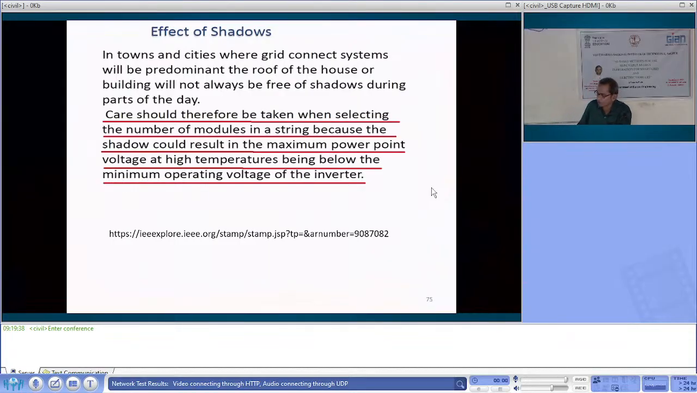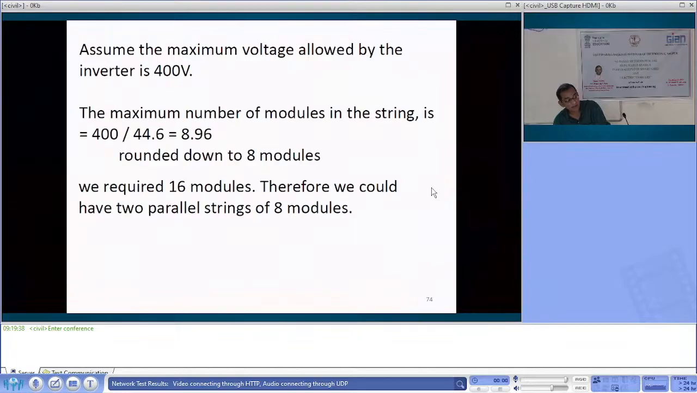We have given the link, that is our paper, based on an MTech student's work, that Karan Faldu's paper he has presented. You can download that. Assume maximum voltage allowed is 400 volt, maximum number of modules is 400 by 44.6 that you got earlier, 8 modules you are getting. So therefore we should have 2 parallel strings for 16 modules, 8 in parallel and another 8 to be installed.